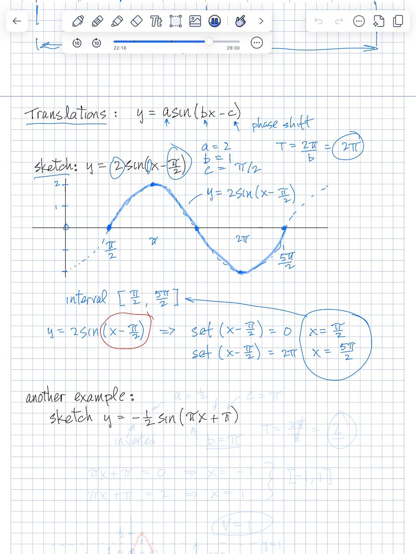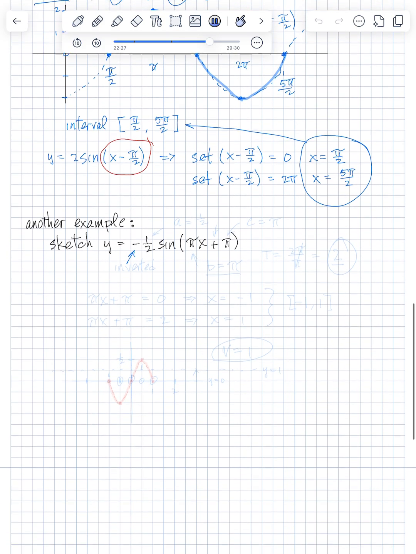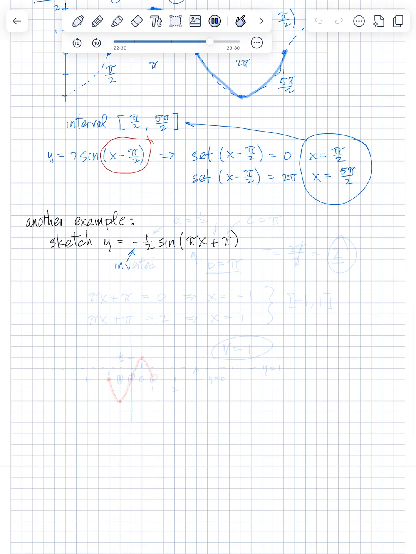Okay, here's another example. We want to sketch y is equal to negative 1/2 sine of pi x plus pi. The negative means it's going to be inverted. In other words, it's a sine curve, so instead of starting going up, we're going to start going down. The 1/2 is A, the amplitude. B is equal to pi. The phase shift, this is pi, that's C.